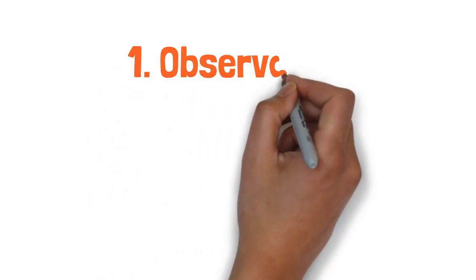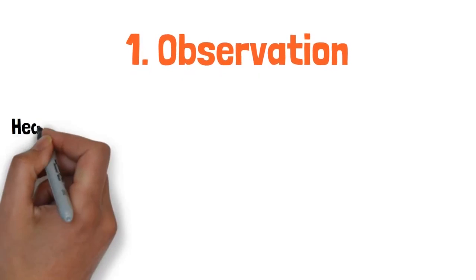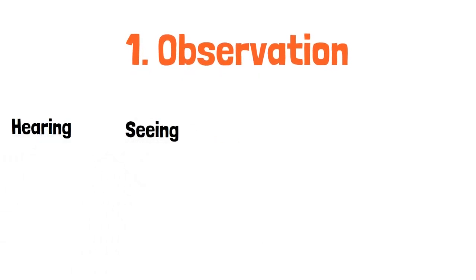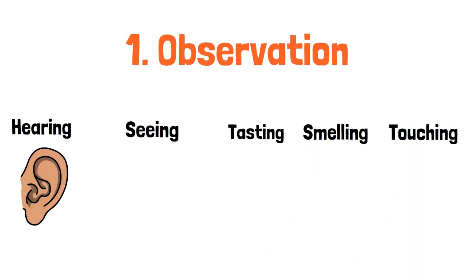Let's begin. The first step is observation. This is the step of the scientific method in which you use your senses to collect information from your environment. Your senses are hearing, seeing, tasting, smelling, feeling. We use our senses to make observations every day.